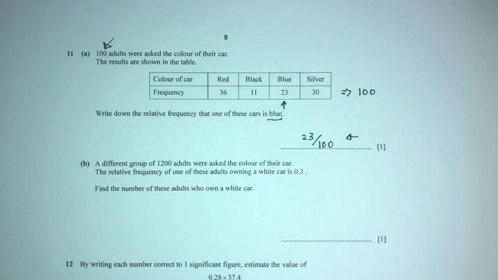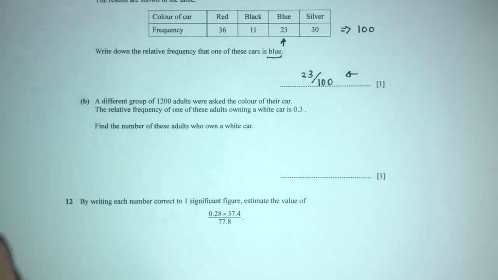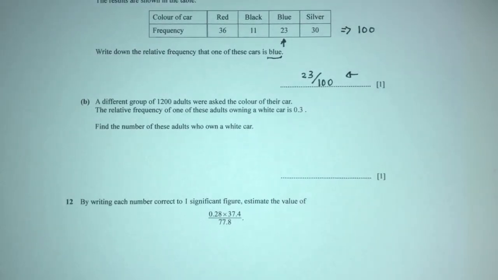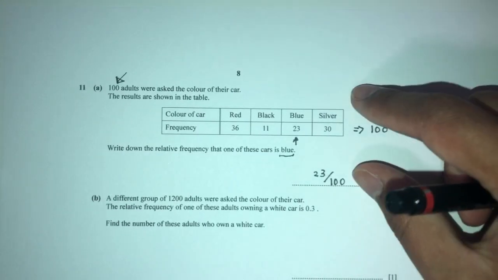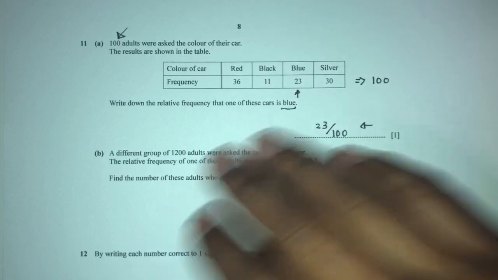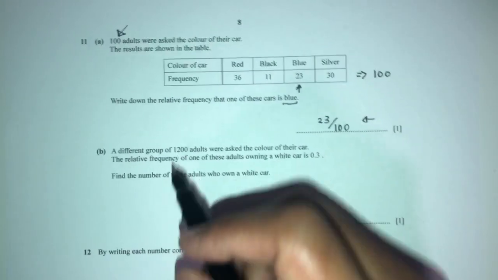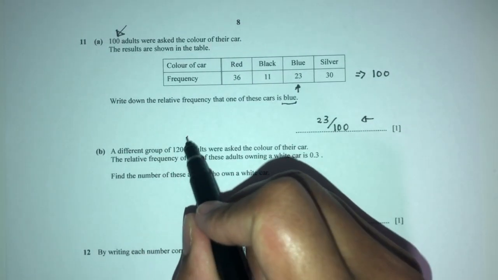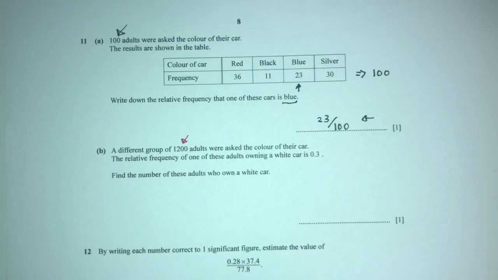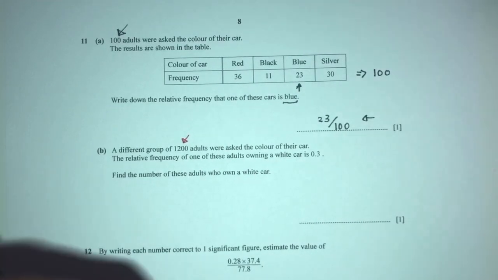That will be your answer for part A. Now for part B, obviously you can write this in decimals if you want to. It's the same thing. Now for part B, a different group of 1,200 adults were asked the color of their car. Now obviously the idea is we're using this information to derive the rest here. That's the idea. Now we're asking this number of people now. They were asked the color of their car.